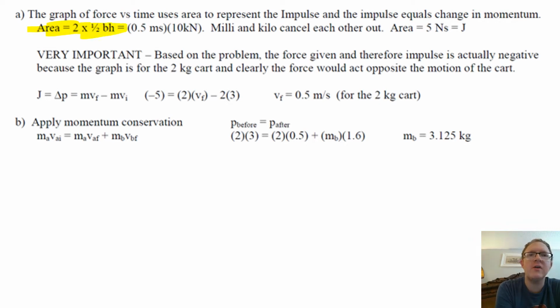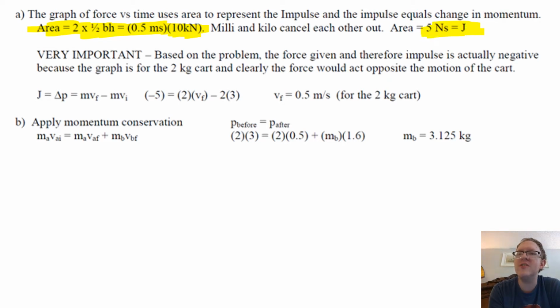Area of a triangle is just going to be 0.5 times 10, and they're saying that the units were actually kilonewtons and milliseconds, which you maybe didn't even notice. They cancel each other out actually. So the area of the graph is just 1/2 times 10, or 5. And it's 5 Newton seconds of impulse.